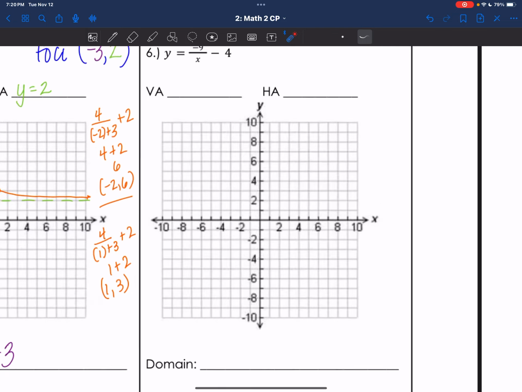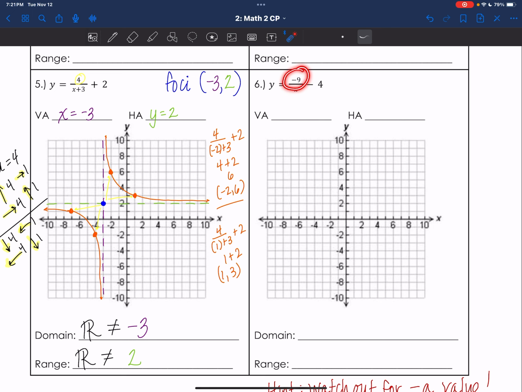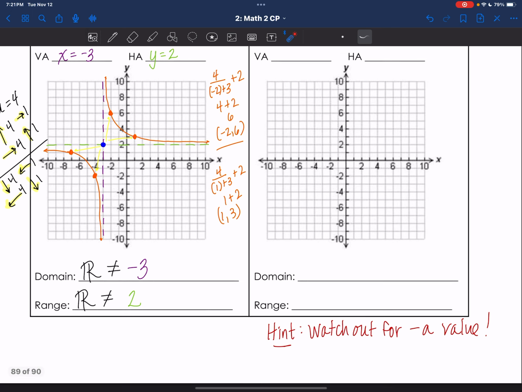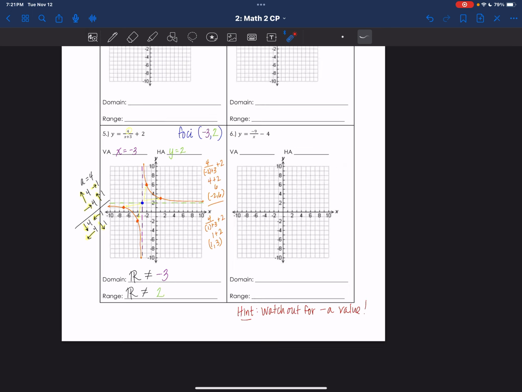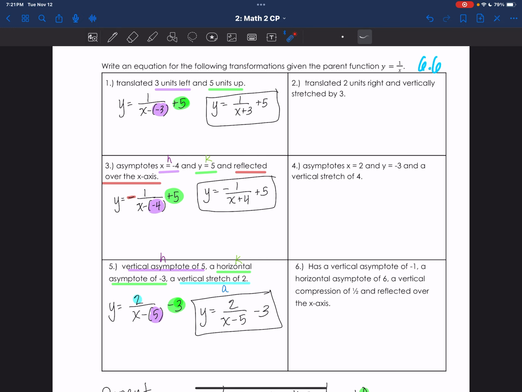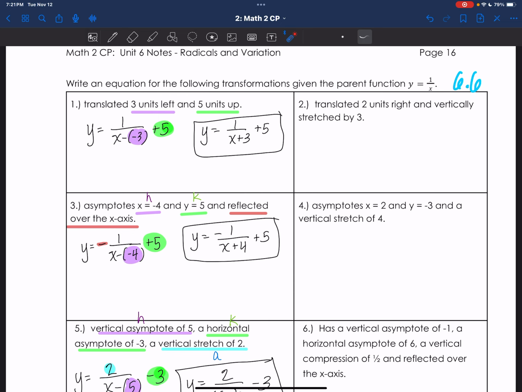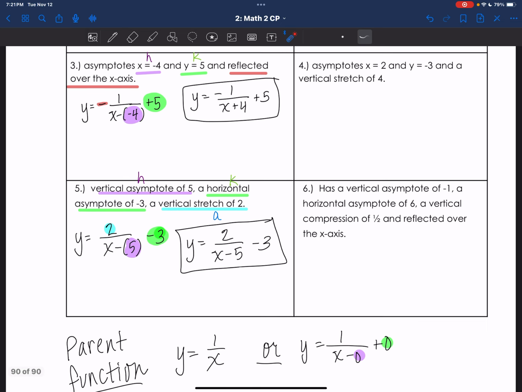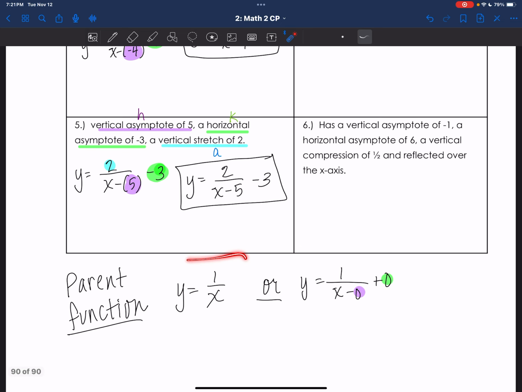All right, now for number 6, there's a couple things. Notice that's a 9, and it's a negative a value, so it's going to be in quadrants 2 and 4. All right, last part. So for this, you're going to write an equation given this parent function. And I wrote this down here so we have more room. But this is a parent function, but you can also think of it like this.